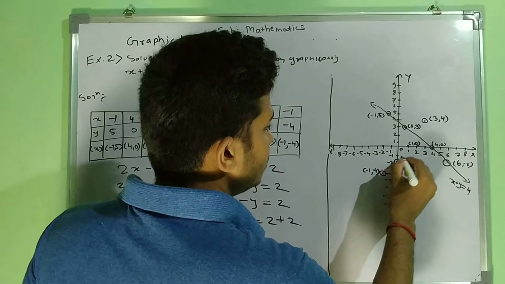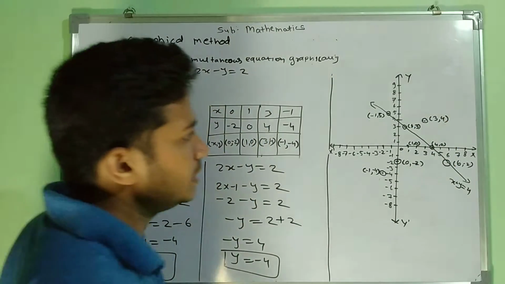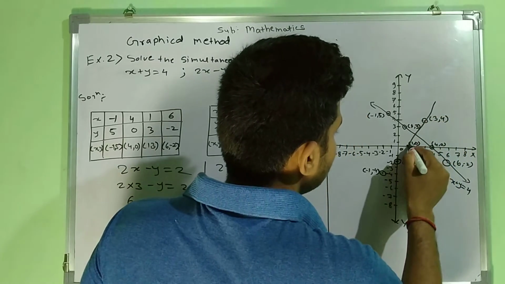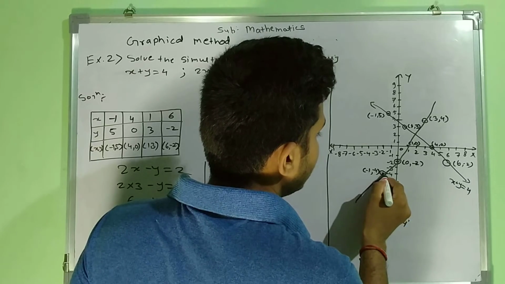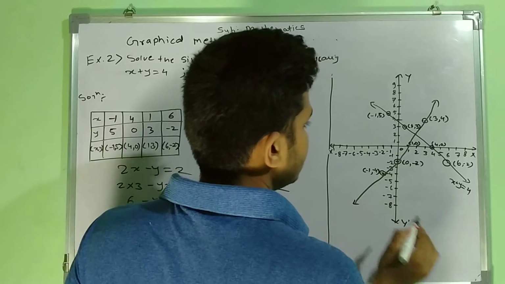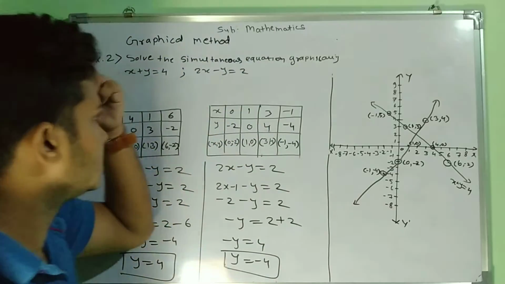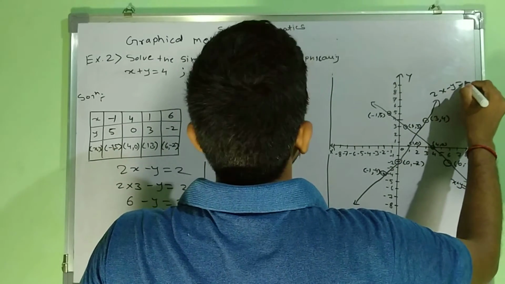So we got 4 points. Now we will draw one line which will be passing through those 4 points. Okay, that line will be like that. And that line has the equation 2x minus y equals 2.